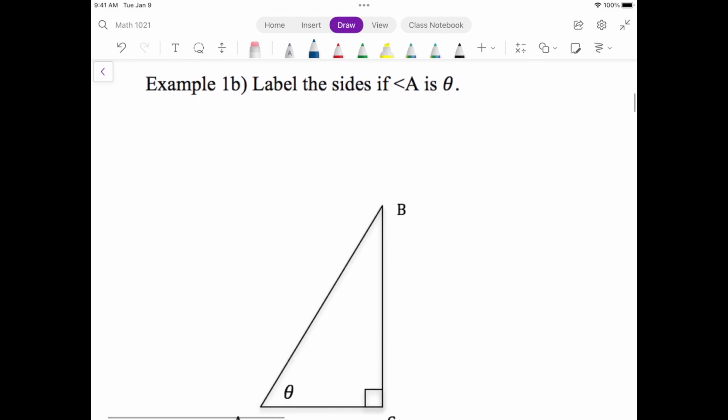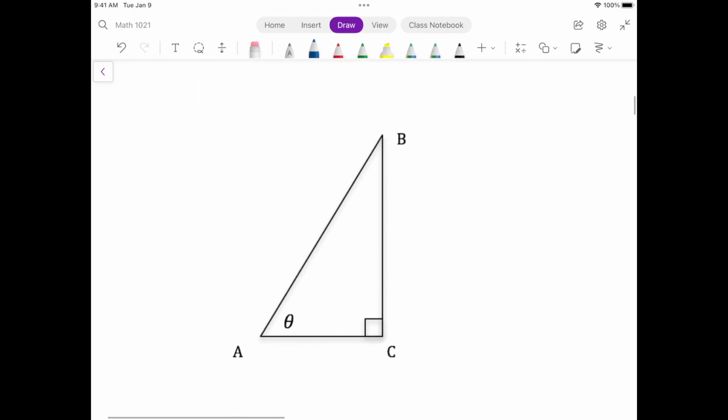Let's look at another example. So again, I'm going to find my right angle, I'm going to go across from it, and that is going to be my hypotenuse. I'm going to go across from my other angle, and that is going to be my opposite, and my last side is my adjacent.